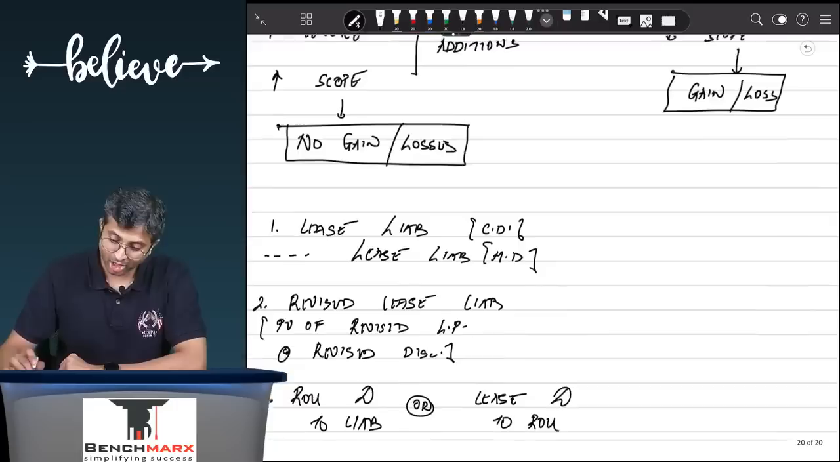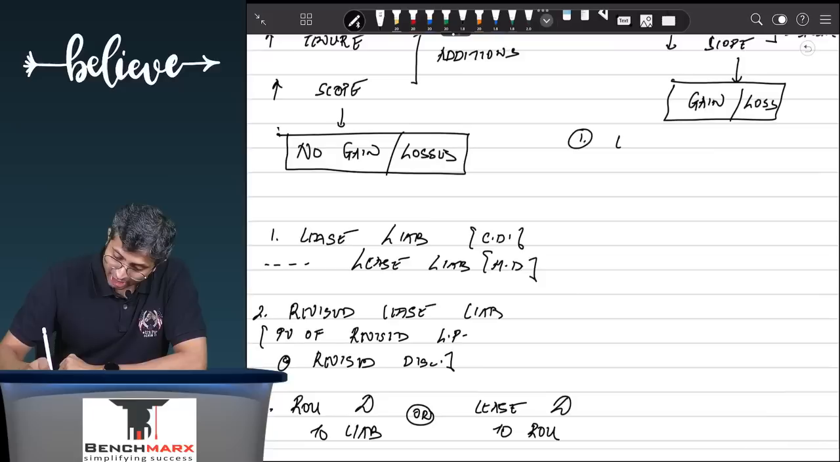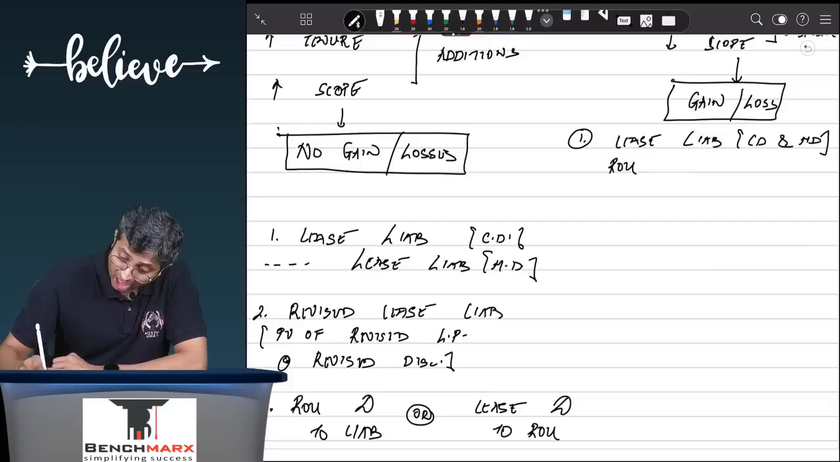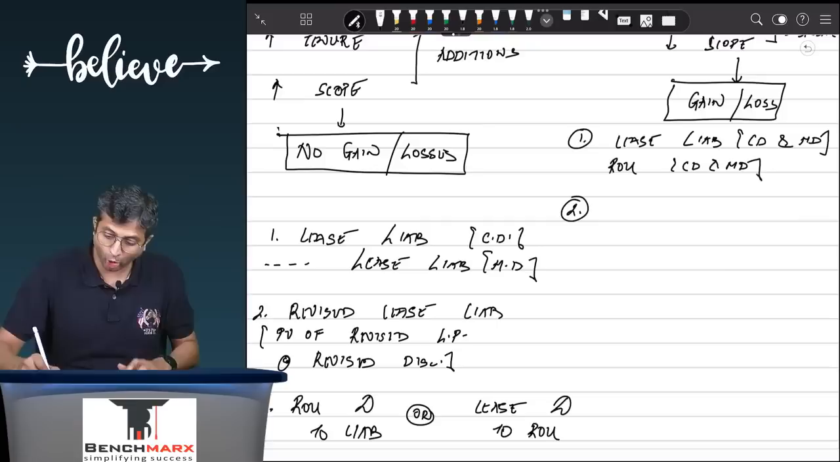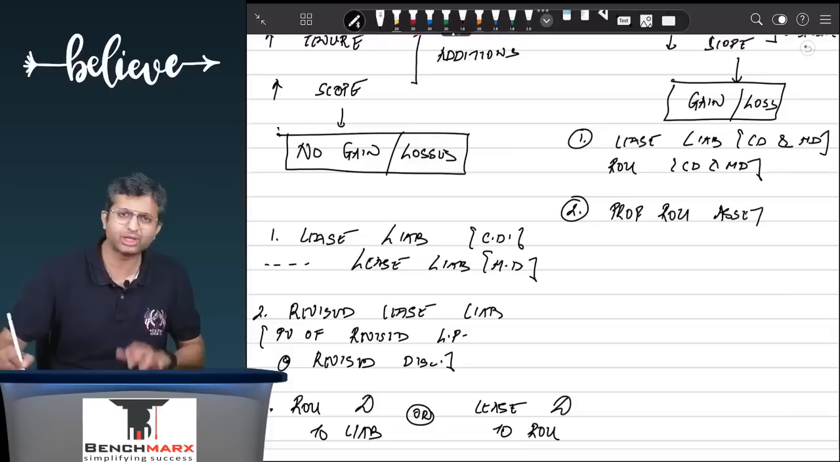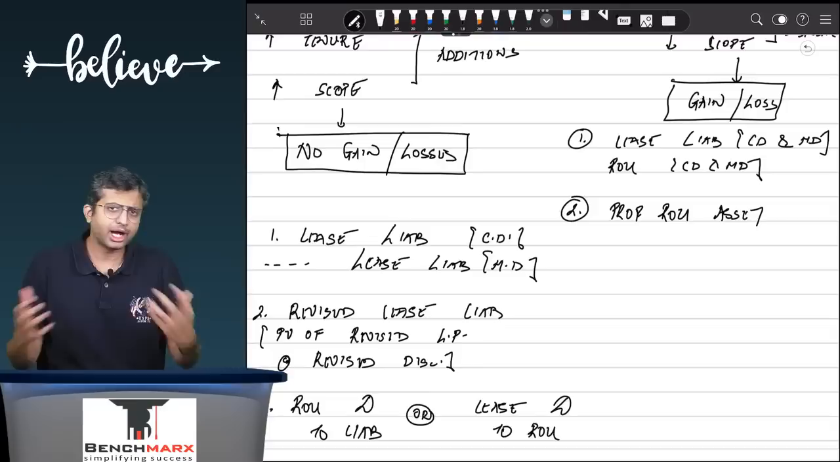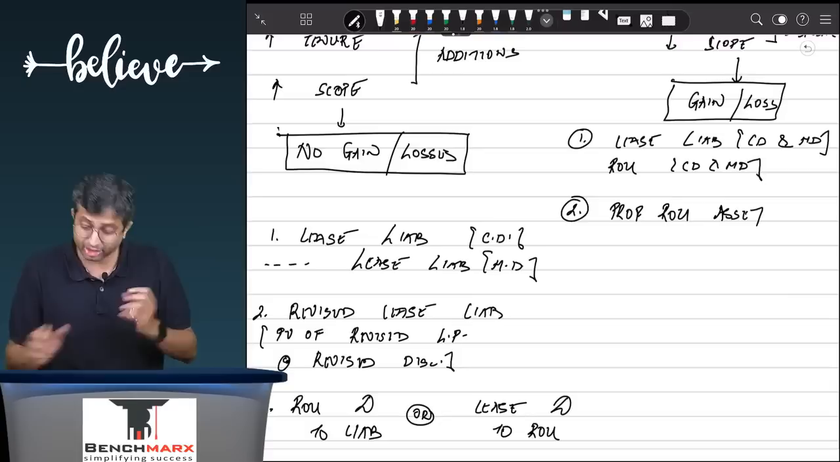However, on the right hand side, you will still try to find the lease liability at the commencement date and the modification date. But now you will also try to find the ROU asset at the commencement date and the modification date, because a part of the ROU asset is going out. So before you find the revised lease liability, you will also try to find the proportionate ROU asset that is getting derecognized. So, for example, if your lease term was 5 years and you're shortening it to 3 years, then you can say 2/5 of your ROU asset is getting derecognized. Proportionate lease liability will also get derecognized, and you will try to calculate the gain or loss.